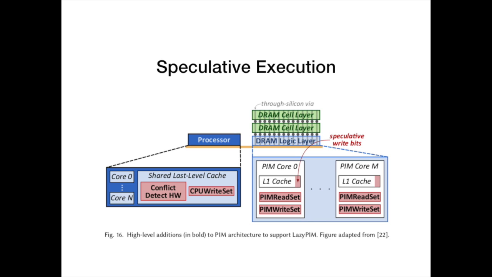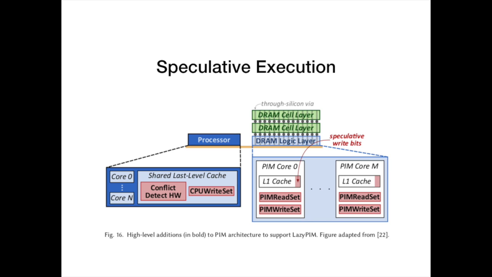For detecting conflicts, the PIM read set and PIM write set are sent to the processor. If there's no overlap between the two, then the PIM core can make its writes permanent in memory and clear all of the signatures for next time.